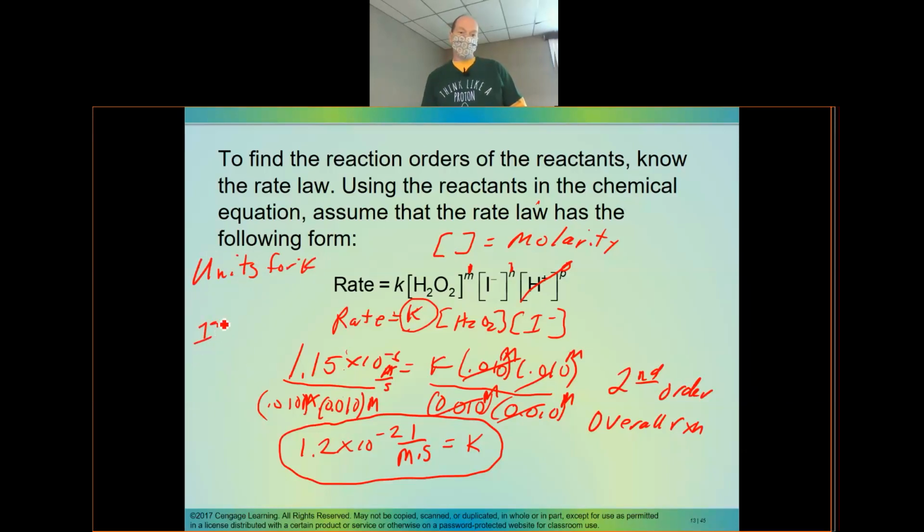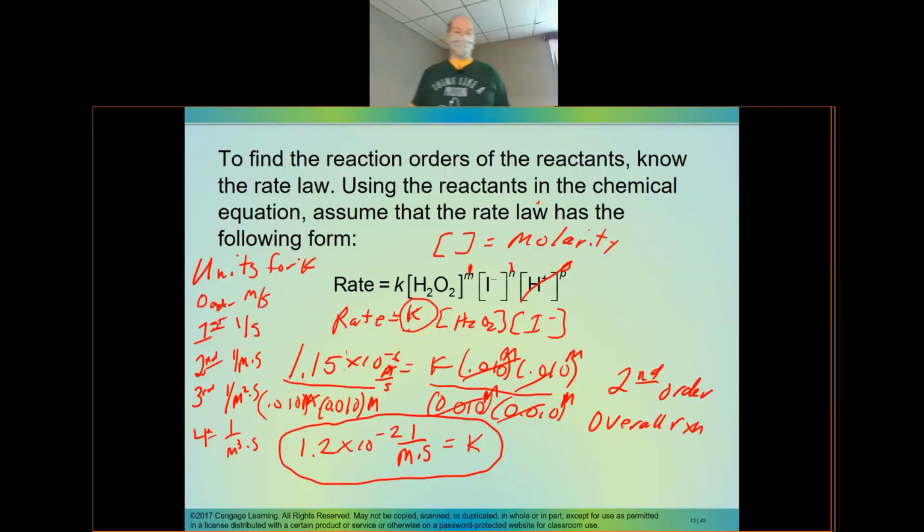The 2 most common orders that we're going to deal with are first order, where the units for K are 1 over seconds, and second order, where it is 1 over molarity times seconds, which is what we got in our problem here. If it is a third order, then it's going to be 1 over molarity squared times seconds. If it is fourth order, then it's going to be 1 over molarity to the third times seconds. If it is a zero order, then it's going to be molarity per second.